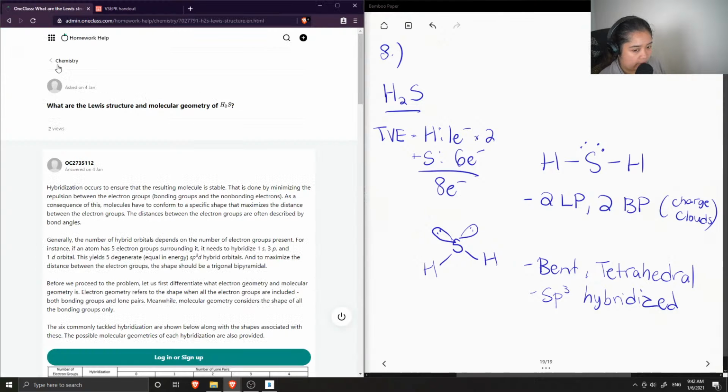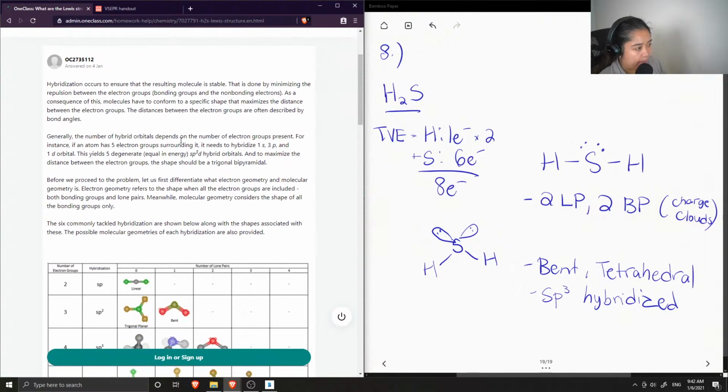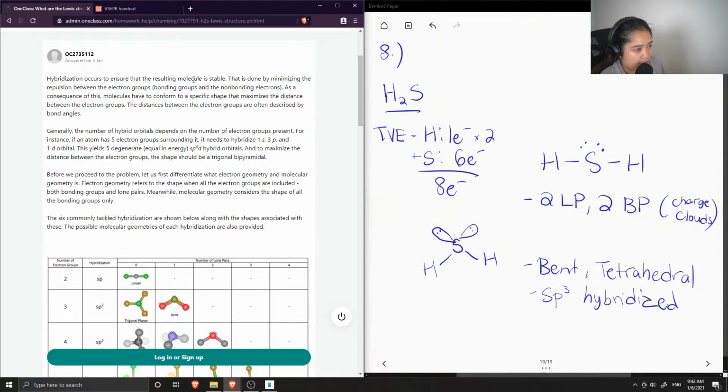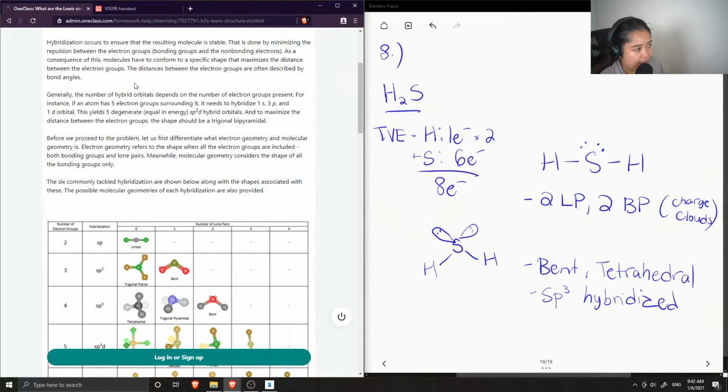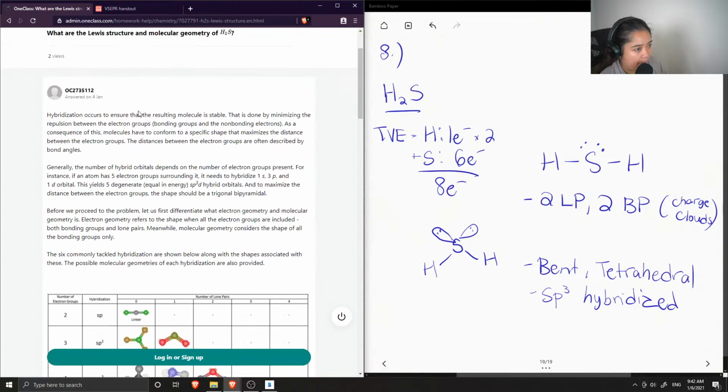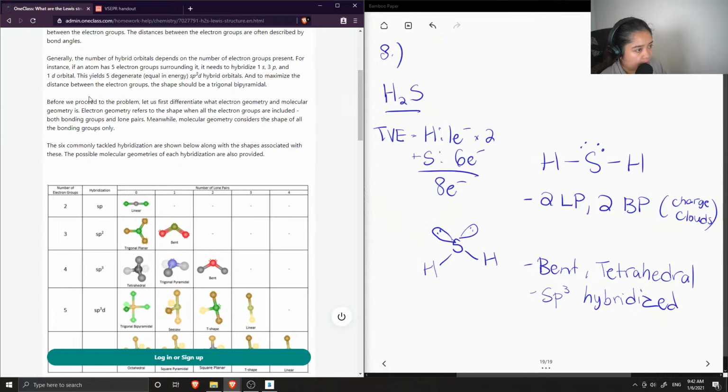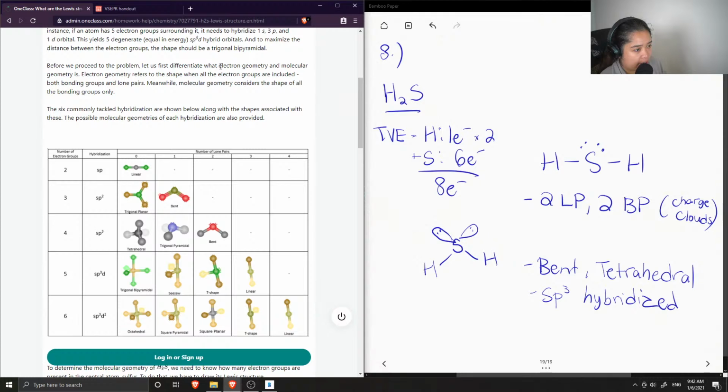Okay, so let's see what the junior tutor said. Hybridization occurs to ensure that the resulting molecule is stable. That is done by minimizing the repulsion between the electron groups. As a consequence, molecules have to conform to a specific shape that maximizes the distance between the electron groups. Okay, so they give an example of how to do that, and they differentiate between electron and molecular geometry. So electron is the shape when all the electron groups are included, and molecular considers the shape of all the bonding groups only.